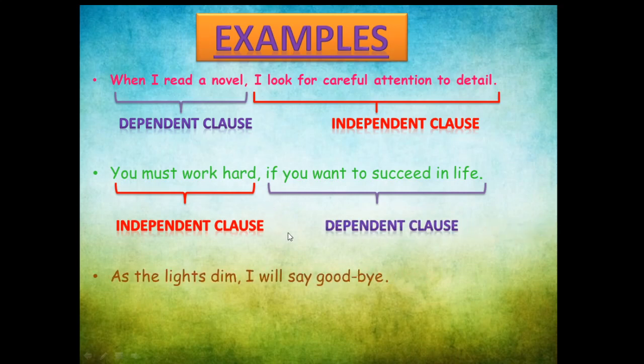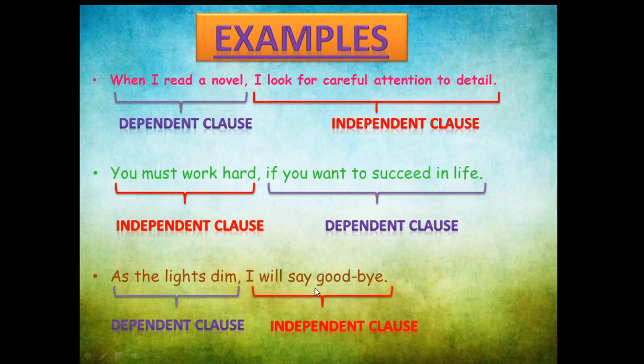Coming to the last example of the video, "As the lights dim, I will say goodbye." So "the lights dim," yes, it's a proper sentence. But when I add the word "as," there is some dependency shown in it. Hence, it is a type of dependent clause. "I will say goodbye" is a proper sentence without any dependency word, with a subject and verb combination. Hence, this is a type of independent clause.